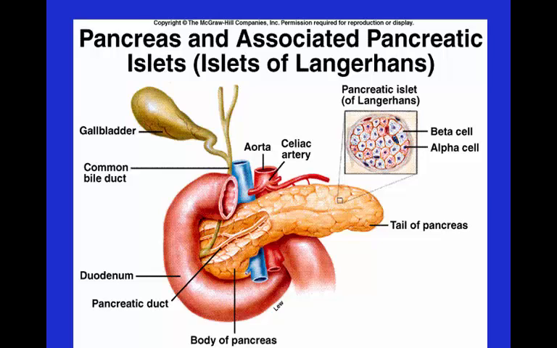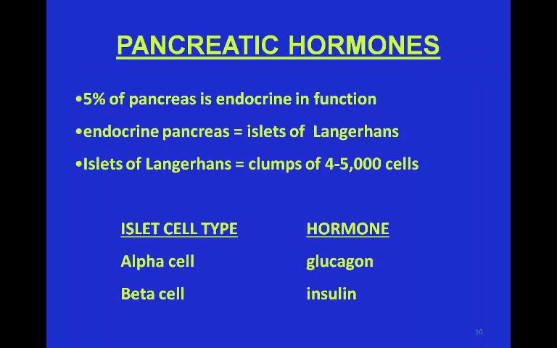The pancreatic islets are the endocrine parts of the pancreas. These are clumps of cells from 4,000 to 5,000 cells each. They have several cell types. Two of the main ones are called the alpha cells and the beta cells. So we're going to take a look at those cells and their hormones. The islet cell type, called the alpha cell, secretes a hormone called glucagon, whereas the beta cell secretes insulin. And I know everyone's heard of insulin already, but we will talk about insulin in a moment.